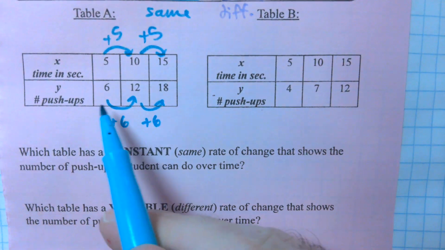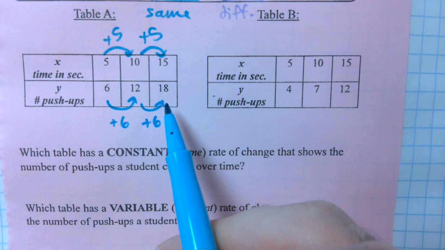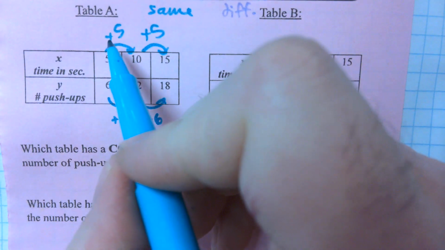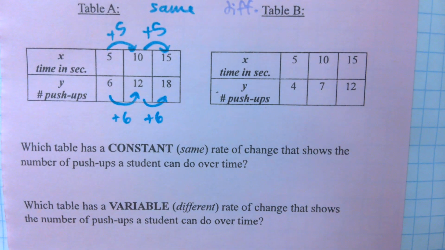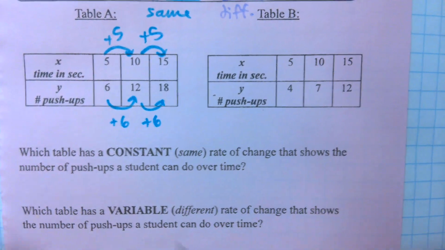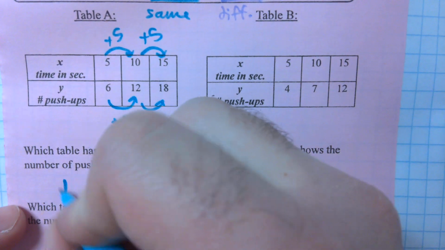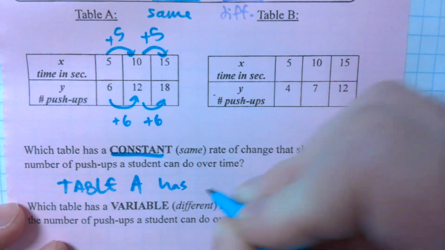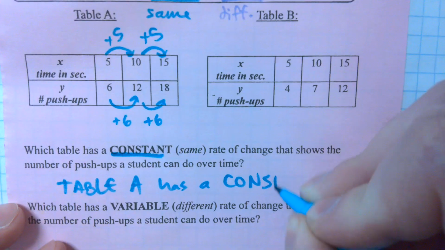Do I have the same change in push-ups on the bottom? Yes, plus 6, plus 6. Do I have the same change in seconds up on the top? Yeah, plus 5, plus 5. This is constant. Table A has a constant change.